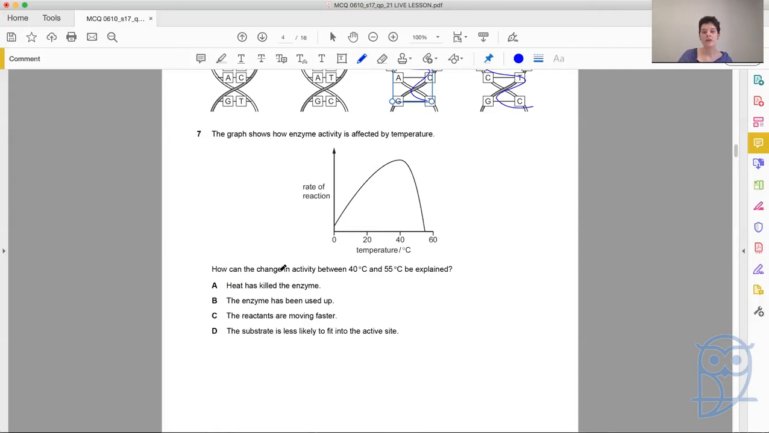So, how can the change in activity between 40 and 55 be explained? So, this piece. Why is this happening? It's all about denaturation. Because it's too hot. Now that enzyme has denatured, it's changed shape.